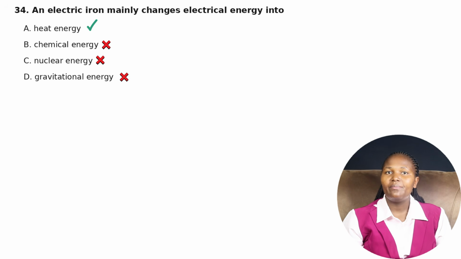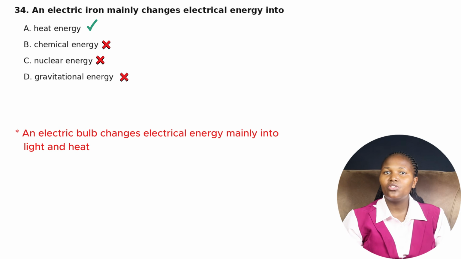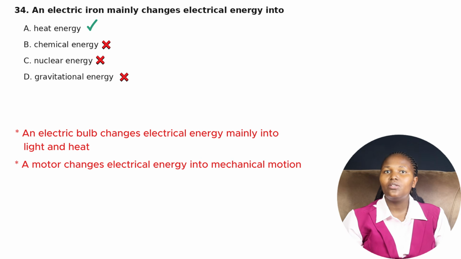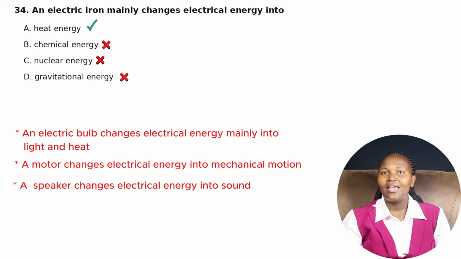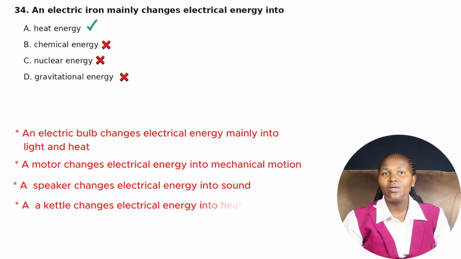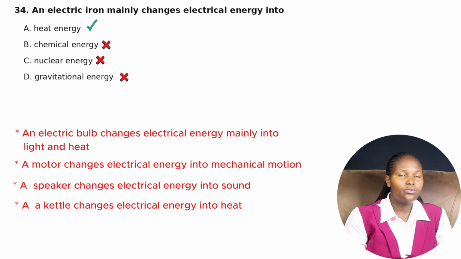Many everyday appliances can be understood through energy transformation. An electric bulb, for example, changes electrical energy mainly into light and heat, and then a motor changes electrical energy into mechanical motion. Then a speaker changes electrical energy into sound. And then what about a kettle? A kettle changes electrical energy into heat. When you come across such kind of questions, remember that for appliances questions, you are supposed to focus on the main useful output. What do you get out of it? If it is a kettle, you need heat. If it is an iron, you need heat. So it is electrical energy to heat. Then we go to question number 35.